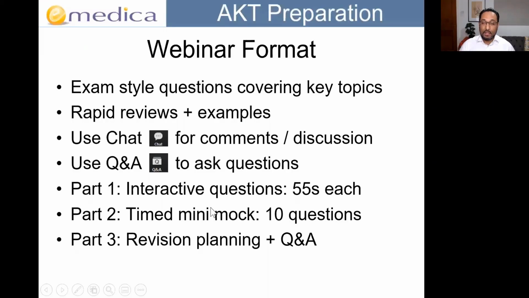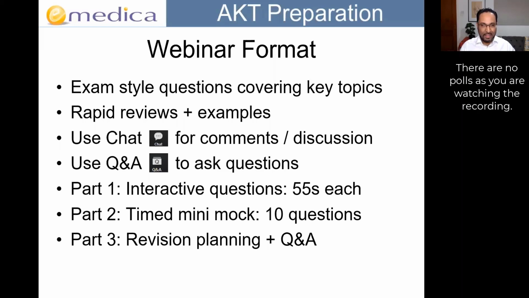So the format today, we're going to go through 15 exam style questions covering key topics, followed by rapid reviews and examples. We're going to split this session into three parts. Part one, we're going to look at five interactive questions. The format will be, I'll show you the question. You'll have 55 seconds to think about it. Then I'll launch a poll. Please use the poll to answer the question, okay? Don't write it down into the chat or into the Q&A. Use the poll to answer the question.